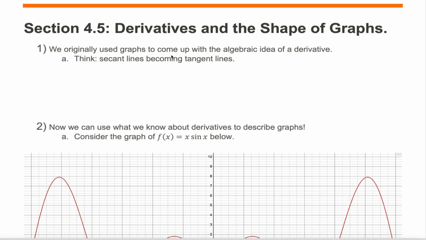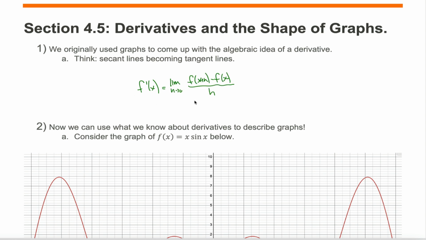And that's kind of interesting because we originally used graphs to come up with this whole idea of a derivative, right? We drew secant lines and then we let the 2 points that define the secant lines get really close together. And that introduced this thing called the tangent line. And that idea gave way to limits and helped us understand our definition of the derivative formula, where we evaluate the limit of the difference quotient.